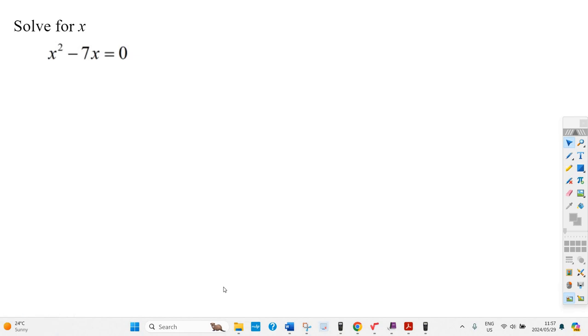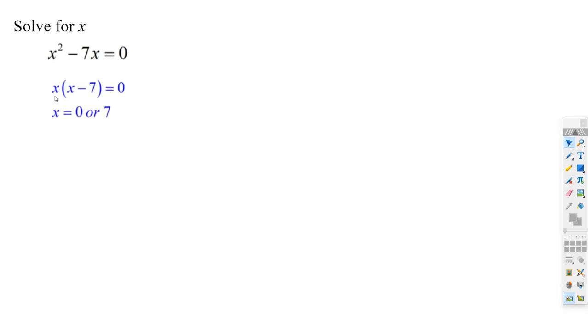Okay, let's try some quadratic equations so you can get a good start to the paper one. And this kind of question here, wow, it's such an easy one to factor that we learned in grade 9. And you just factor it. You look for what's in both. X is in both. And you factor it out.